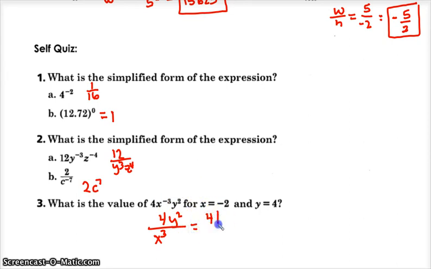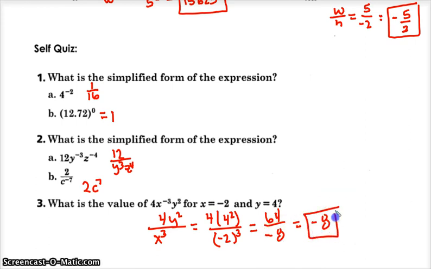So I've got 4 times 4 squared divided by negative 2 to the third power. On the top, 4 squared is 16 times 4 is 64. It's also 4 to the third power. And on the bottom, negative 2 to the third power is negative 8. 64 divided by negative 8 is negative 8.